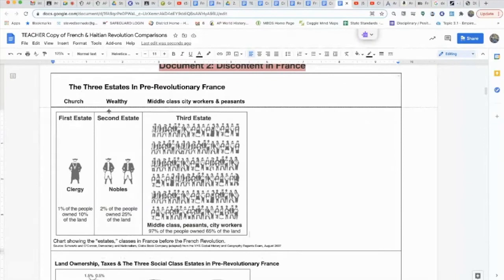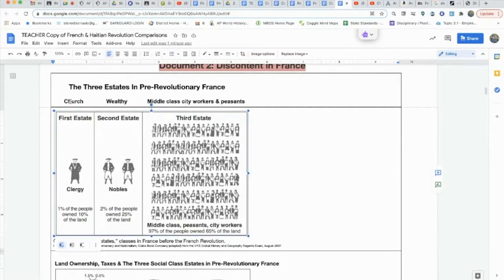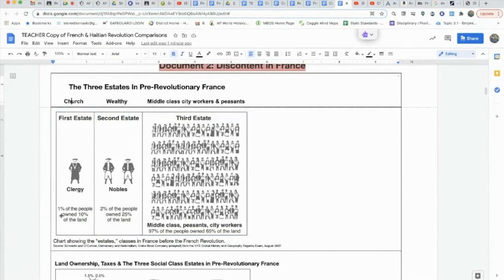These are the social classes in France. The 3 estates, social classes, in pre-revolutionary France. So before the revolution in France, this is what life was like. You had the church, you had the wealthy, and you had the middle-class city workers and all the peasants. Look how many more peasants there are in the 3rd estate than in the 2nd estate with the wealthy and the 1st estate with the clergy. Let's look. Church, 1st estate. 1% of the people owned 10% of all the land in France. Well, that seems a little unfair. Shouldn't it be more equal, right?